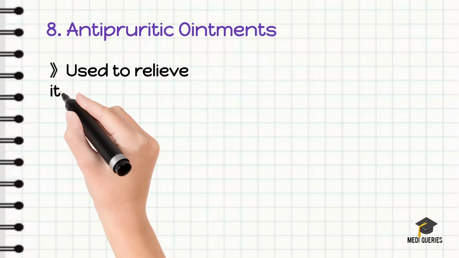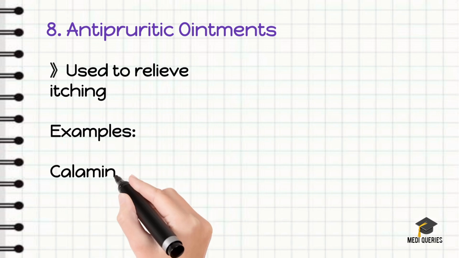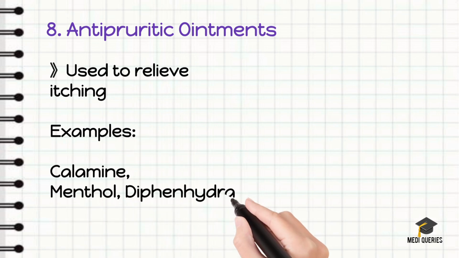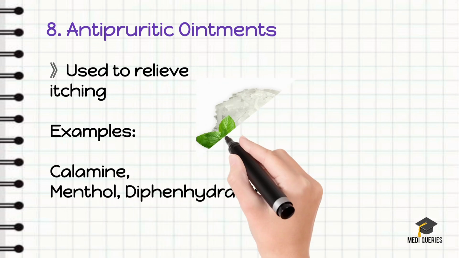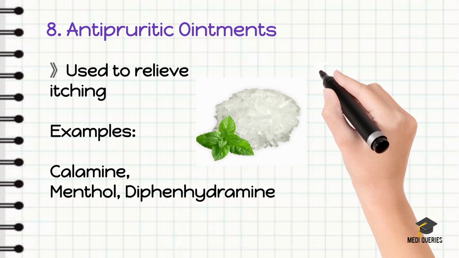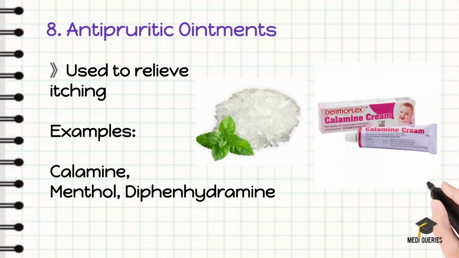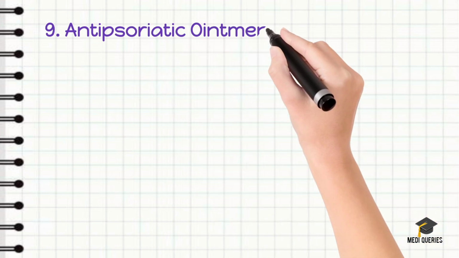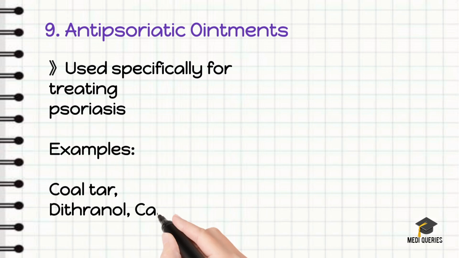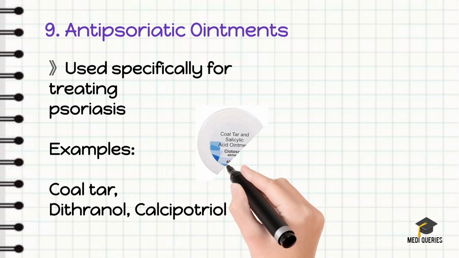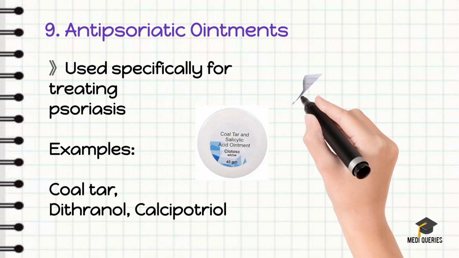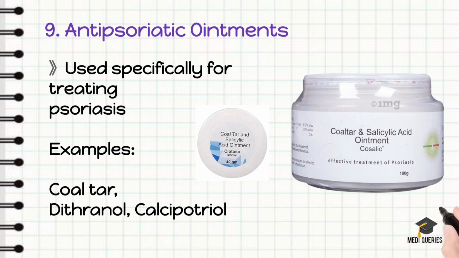And next one is antipruritic ointments. They are mainly used to relieve itching. Examples: calamine, menthol, diphenhydramine. And next one is the anti-psoriatic ointments. They are mainly used especially for the treatment of psoriasis. Examples: coal tar, dithranol and calcipotriol.